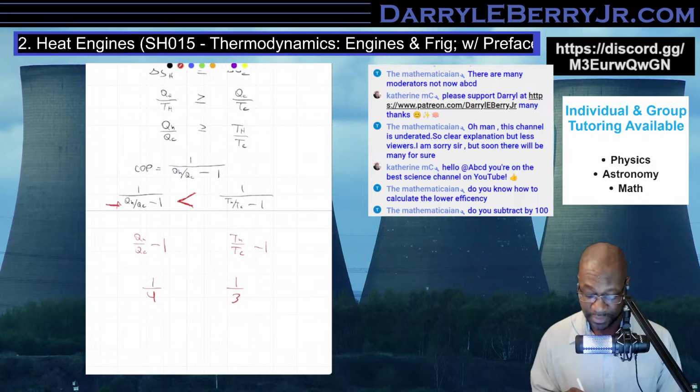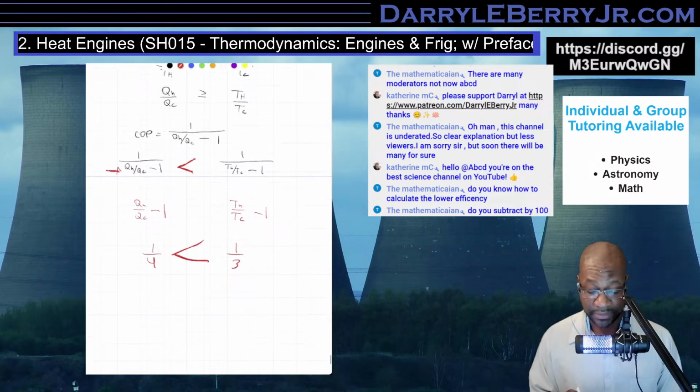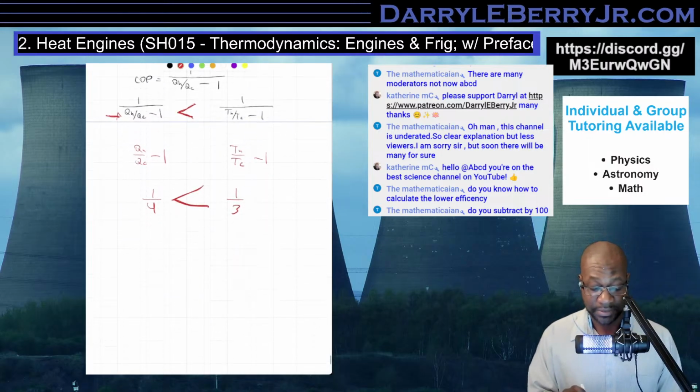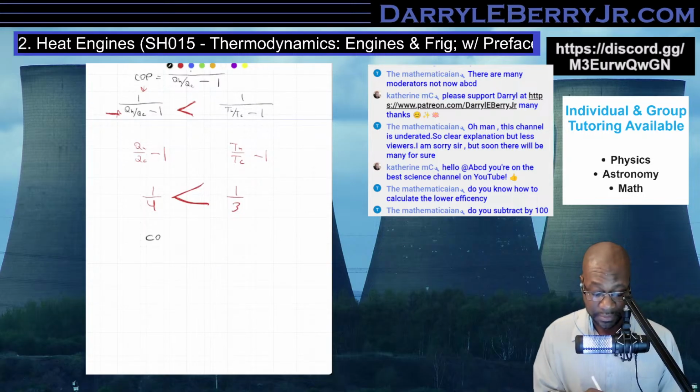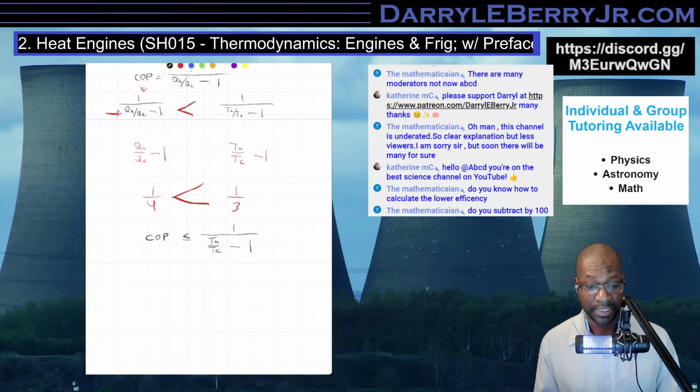So this is going to be bigger. So 1 divided by 3 is bigger than 1 divided by 4. You see what that is? So that means that since COP is this, COP is going to be less than or equal to 1 divided by TH over TC minus 1. So that means that the efficiency of a refrigerator in terms of temperature is going to have this relationship.